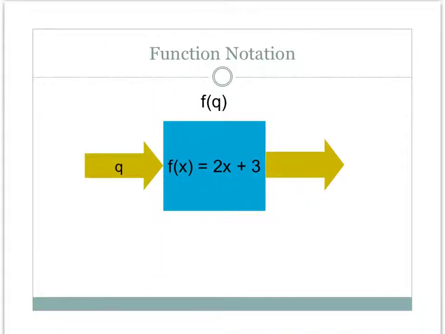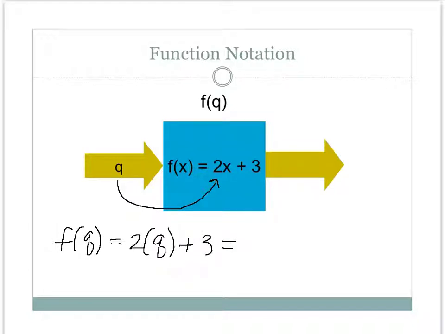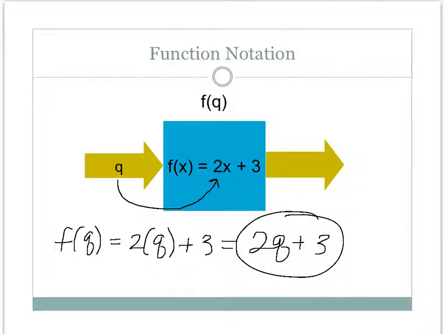We can also plug in variables. If we take f of q, this time we take q and plug it in anytime we see an x in f of x. So for f of q, instead of 2x plus 3, we just write 2q plus 3. So when you input q into this function, your output is 2q plus 3.